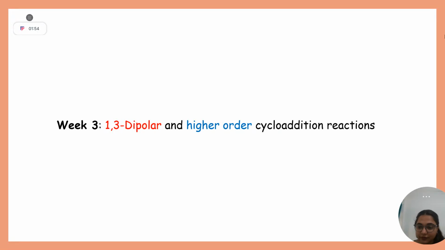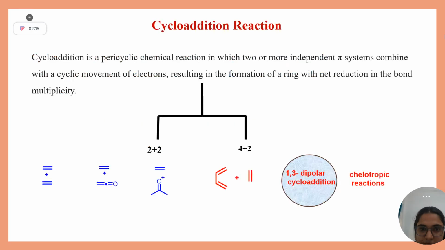So, students, in week 1, we have covered electrocyclic reactions. In week 2, we have covered cycloaddition reactions involving 4 plus 2 cycloaddition and 2 plus 2 cycloaddition. In today's class, we are going to cover 1,3-dipolar as well as some higher order cycloaddition reactions. As we discussed in the previous class, cycloaddition is a two component reaction in which two components add in a cyclic way.